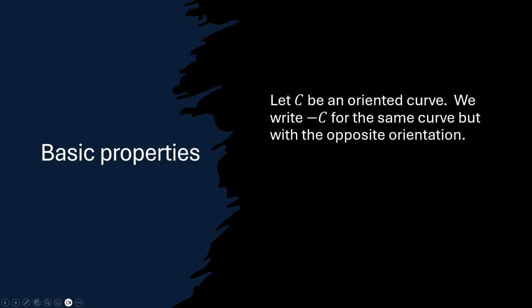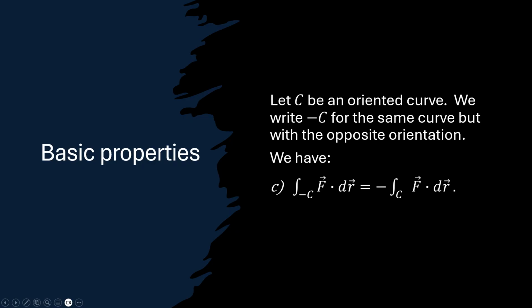A couple more. If we have C being an oriented curve, we write minus C if it's the exact same curve except you just traverse it in the opposite direction. So the curve we saw earlier, we walked from left to right. The negative of that curve would be walking from right to left. So you just change the orientation in the exact opposite direction. And in that case, if I go in the opposite direction and I take the line integral of the vector field, it's the same as just putting a negative sign out front.